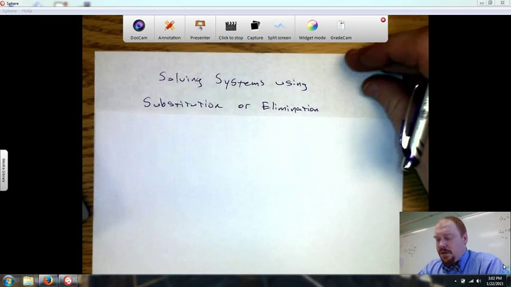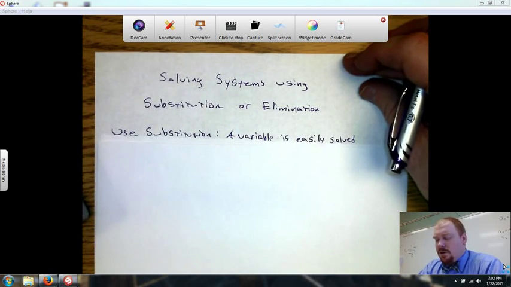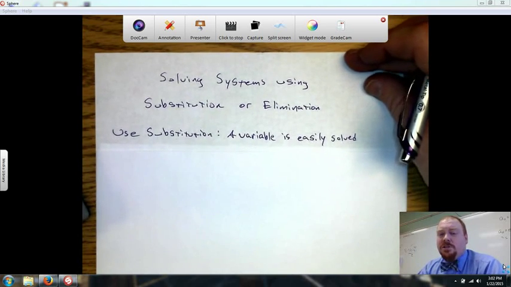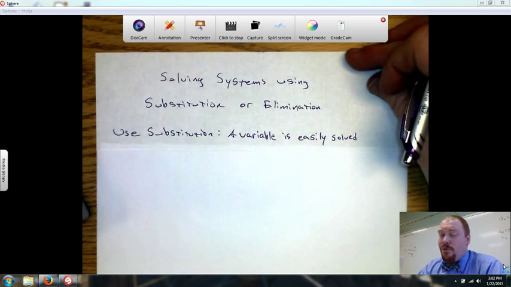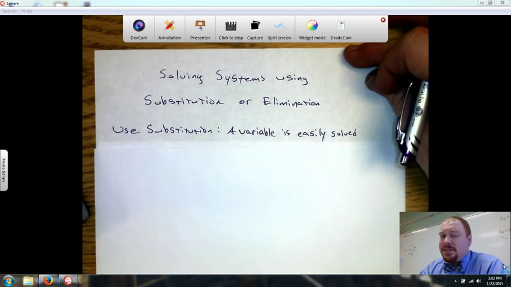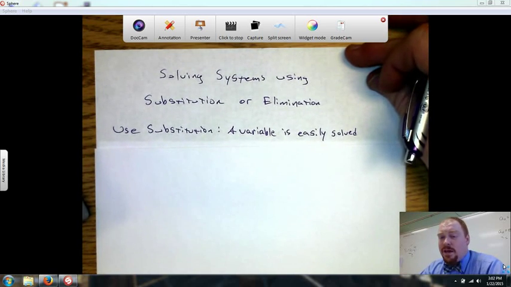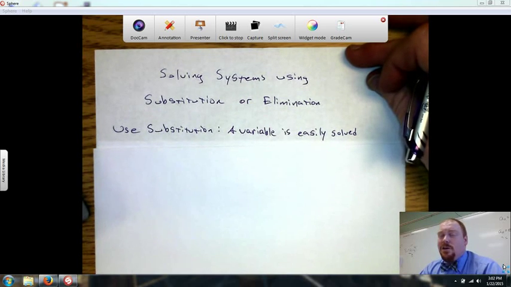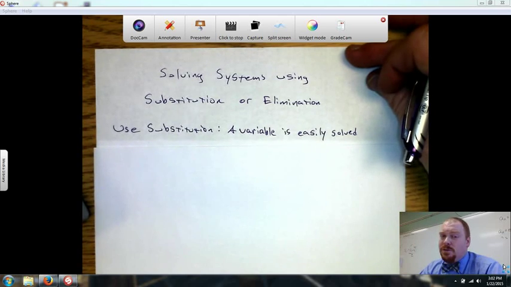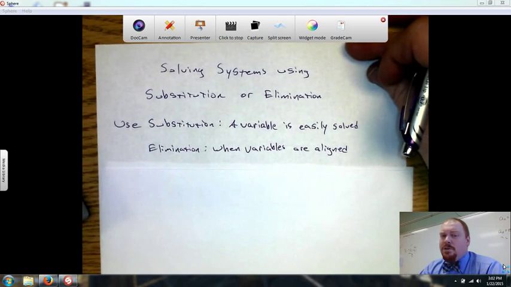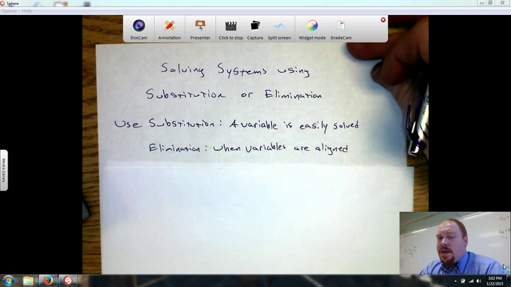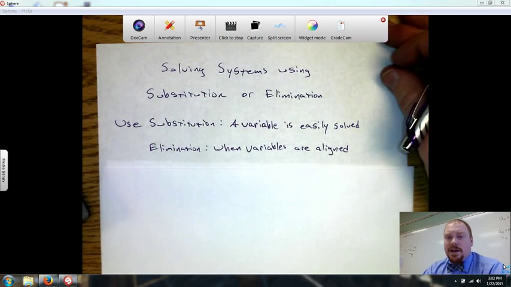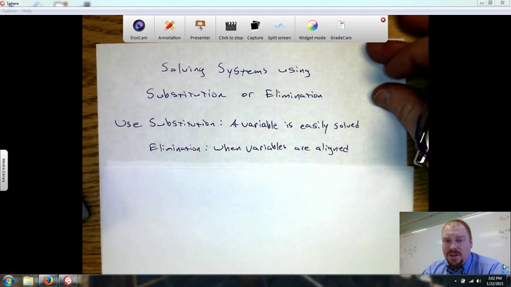So, first things first, I use substitution when I can easily solve for a variable, meaning I can get it by itself, either x or y, or whatever it is in the equation. As long as I can get at least one variable in one equation by itself, I will use substitution. I will use elimination when I can get the variables aligned, meaning they are directly above each other.